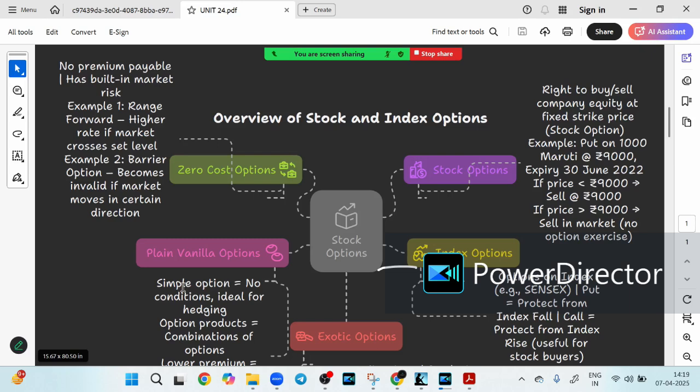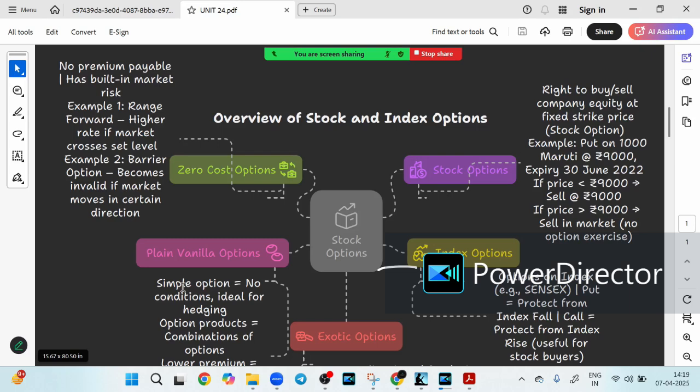Now friends, let's switch our attention to the world of stock options. In the world of financial instruments, stock and index options offer powerful tools for both hedging as well as speculation. Let's explore the types and features that make them so versatile. First of all, what is a stock option? Let me take you to the world of the stock option.